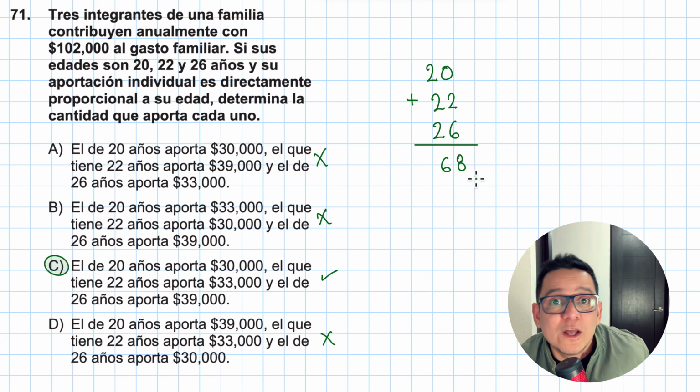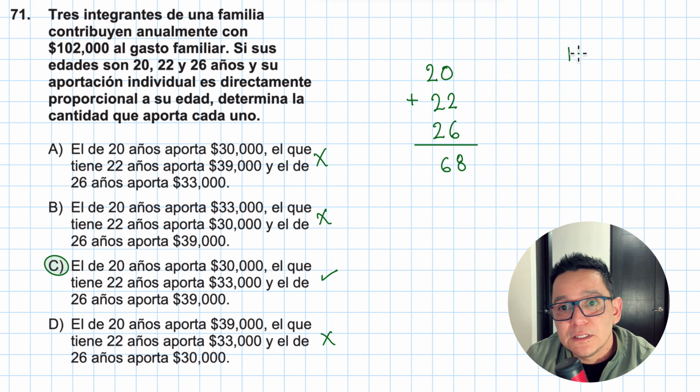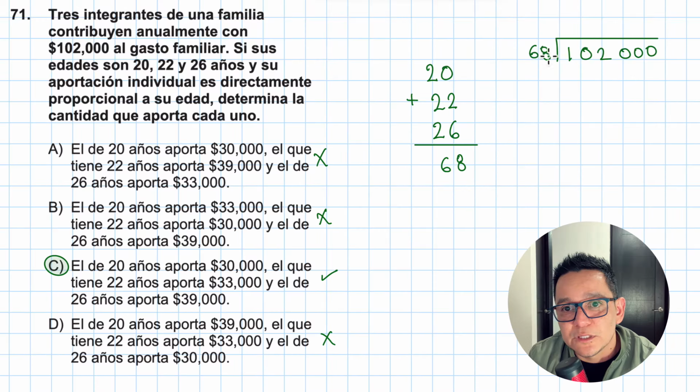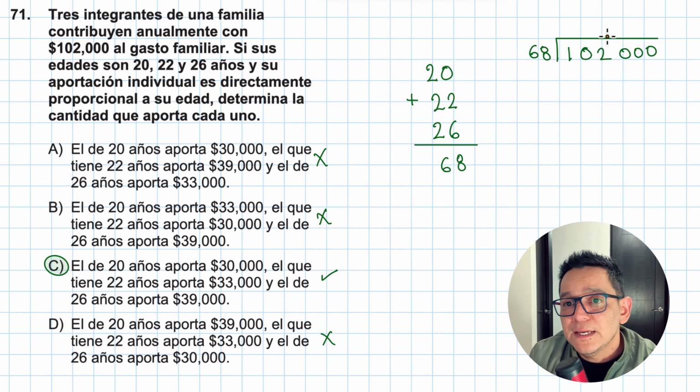So let's see how much each year of life contributes, right? So, let's do the division. We're going to divide the 102,000 by 68. Remember that you have to do the calculations by hand, so I'll also be doing everything by hand here. All right, 68 into 102 fits.